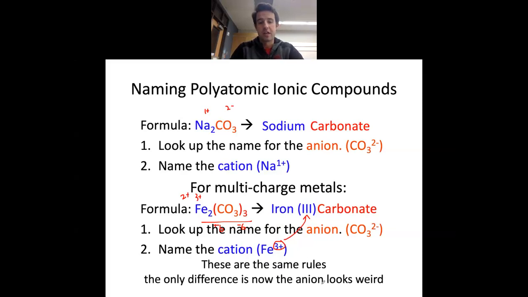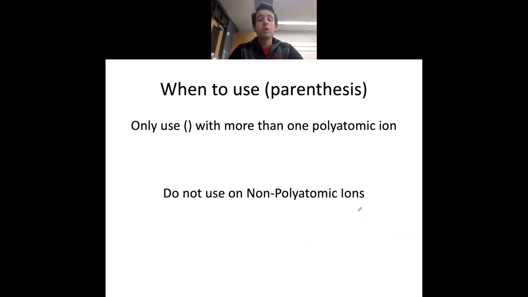This just says that the anion looks weird, which is true. The anion does look weird, but the rules are still the same. Okay, when do we use parentheses? The simple answer is you only use parentheses when you have more than one polyatomic ion. That's the rule. That's what's worth writing down. But that might be a little confusing to you. What does that mean, more than one polyatomic ion? Because there's numbers all over the place.